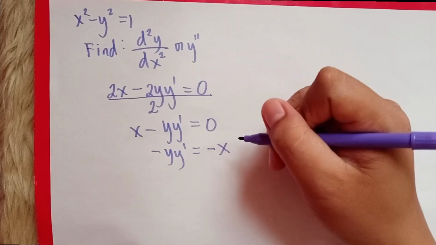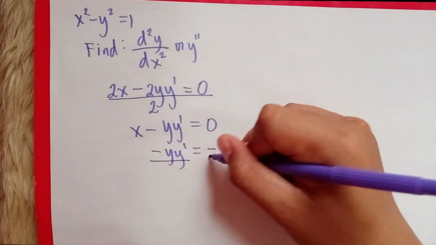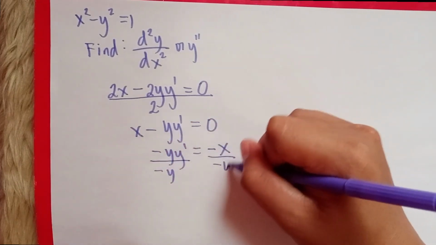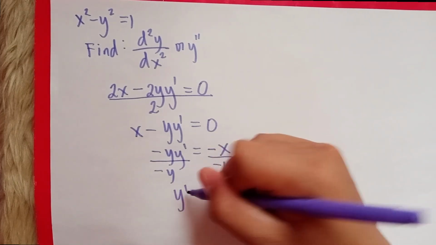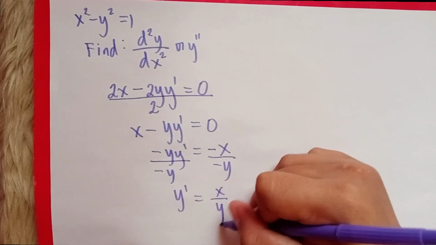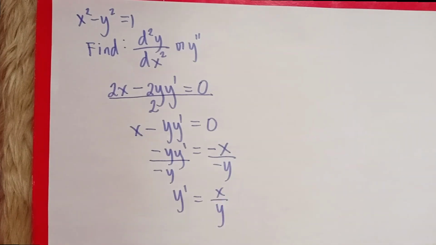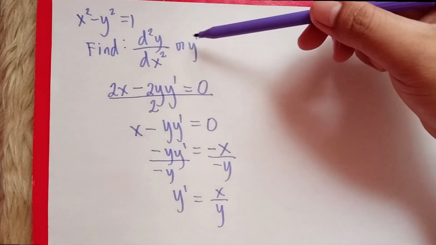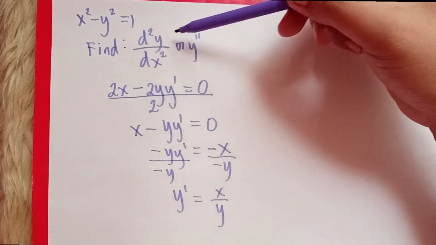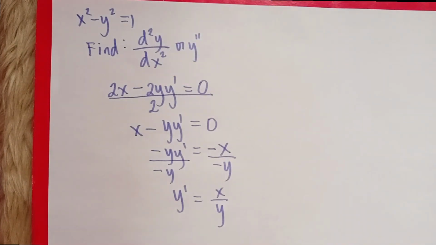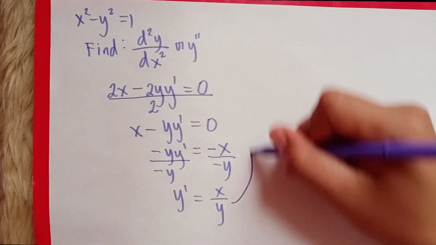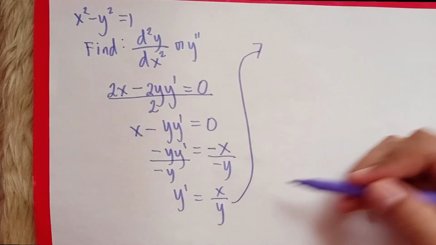This is now negative x. So dividing both sides by negative y para y prime na lang yung matira. This is now y prime equals x divided by y. Okay. So, tapos na po ba? Hindi pa, kasi yung pinapasolve sa atin is yung y double prime or yung d squared y over dx squared. So, ang gagawin natin mga boss is kunin natin yung second derivative.